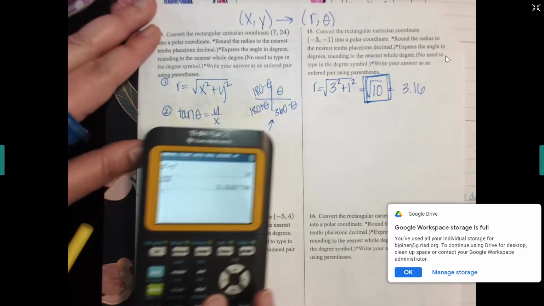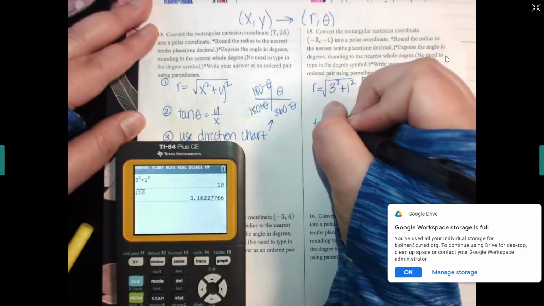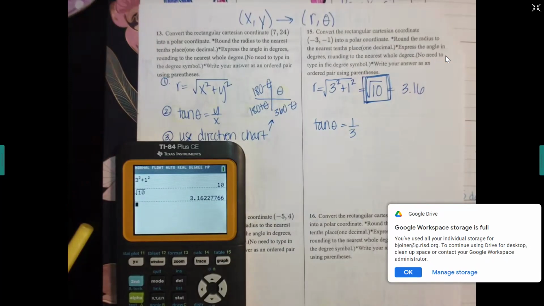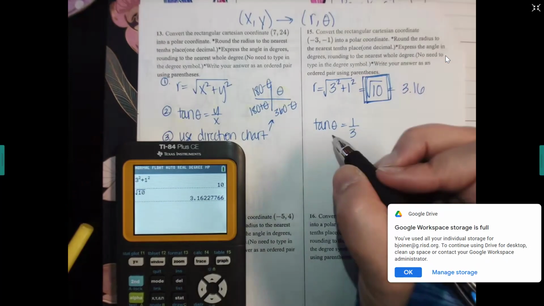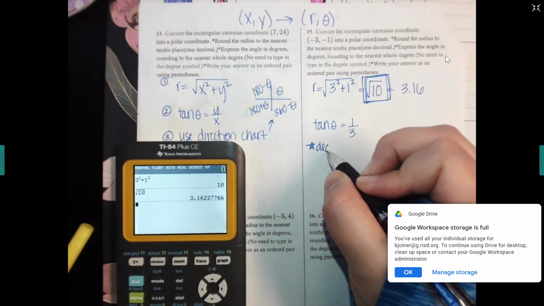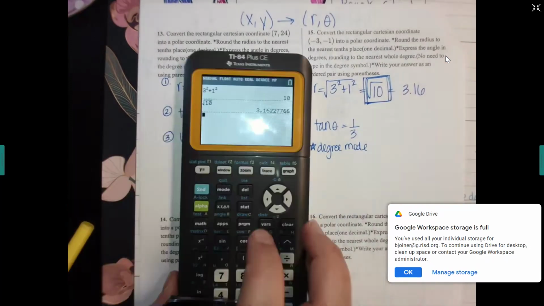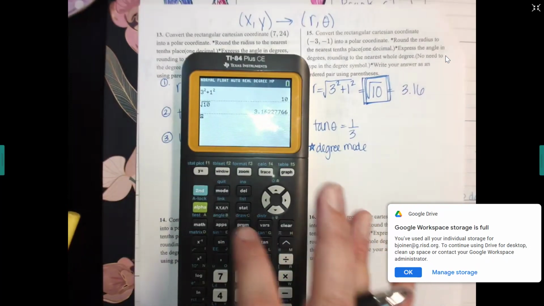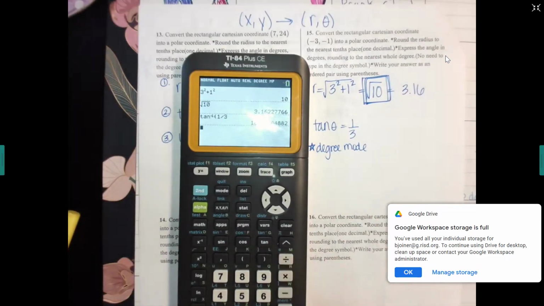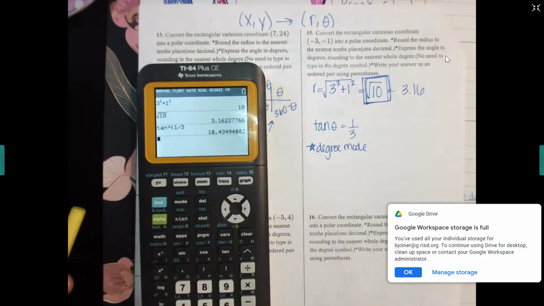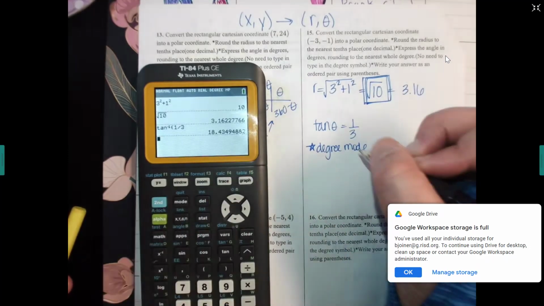Second thing we need is our tan. So we're going to do tan theta equals y over x, which is 1 over 3. You do need to be in degree mode for this, so if you want to double check that before. Okay, second tan here, 1 over 3. And I got 18 degrees. Let me make sure I'm in the right mode. Okay, I am. So if you got 18, that is correct.